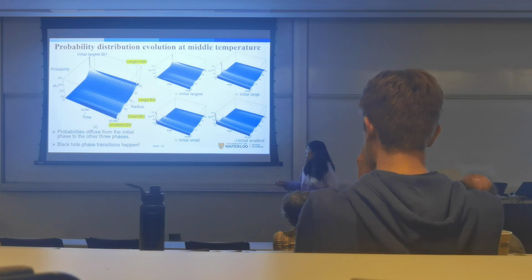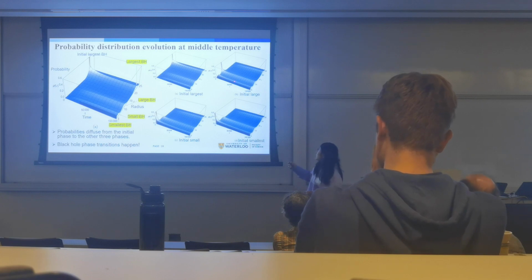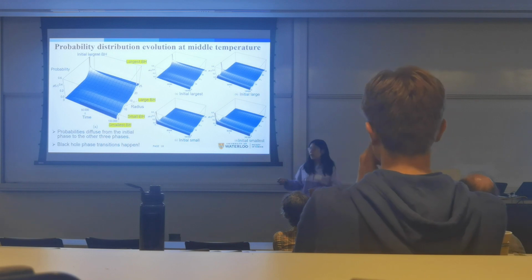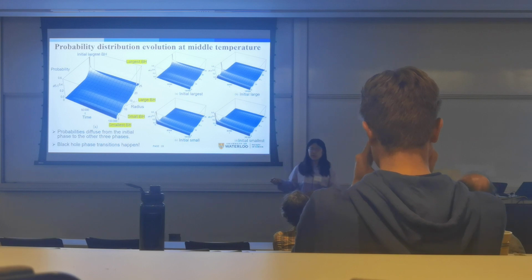And so how about we change the initial states? If we change the initial state to be the large black hole, we can also observe that the probability will diffuse from this initial state to the other three phases. And also, if the initial state is a small black hole, the probability will diffuse to the other states, and also for the initial smallest case. So for all the cases, we can see that the black hole phase transitions can happen.